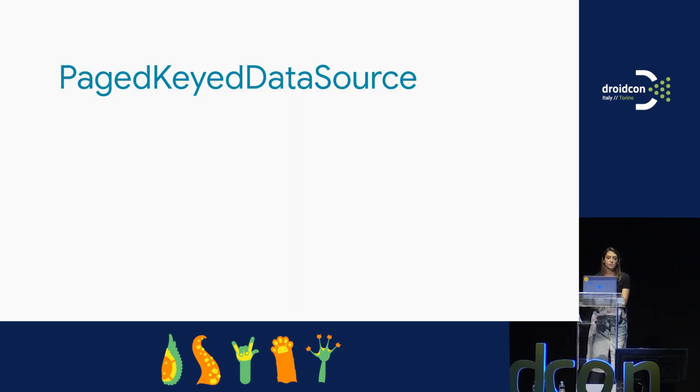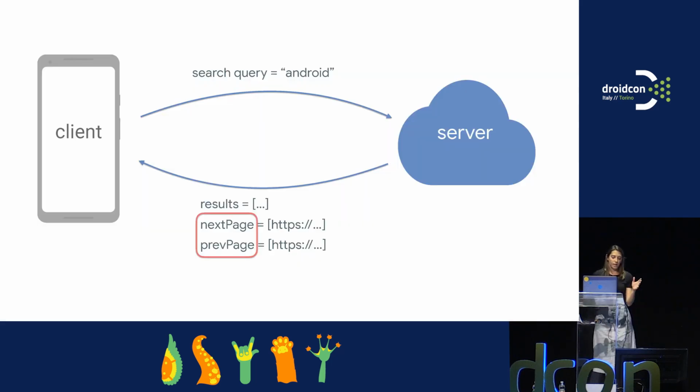Then the third data source is the paged keyed data source. So this is actually how a lot of the backends out there work. So if, for example, you're using the GitHub or the Reddit APIs, you see that if you're searching for a query, then the response that you get from that backend is of results, but also with the next and the previous page of those results. So you can see this as a sort of a linked list that has links to the next or to the previous items.